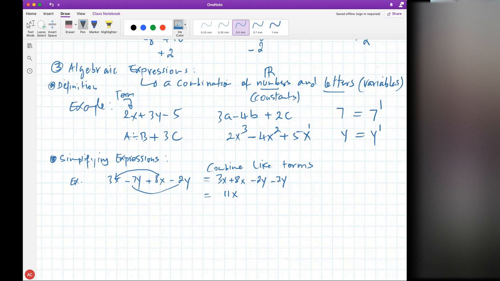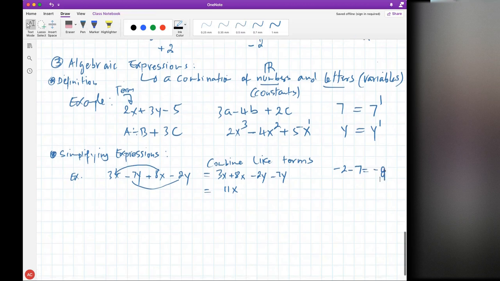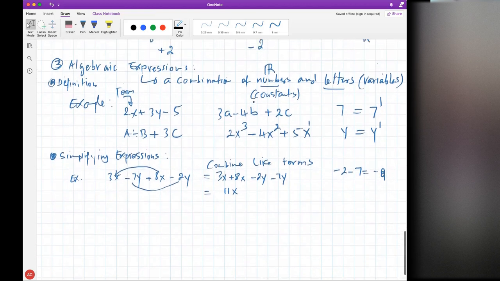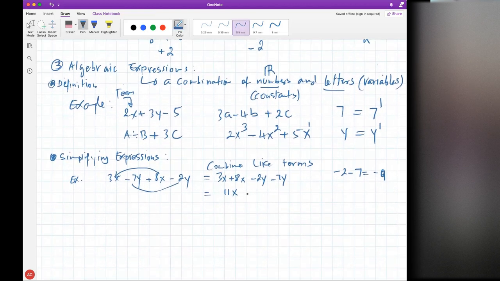Then you have negative 2 minus 7. Negative 2 minus 7, what is it again equal to? It's negative 9, as we saw earlier. So you keep that same sign and you add the two numbers. That's basically what we did here. So negative 9y. Okay, so we just simplified this expression. So instead of 4 terms, 1, 2, 3, 4, now we have only 2 terms. And that's much easier, much simpler. And again, in math, we try to make things as simple as possible. We don't try to complicate things, we actually try to make life easier.